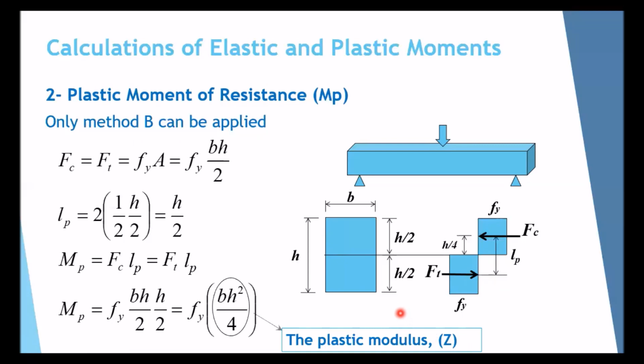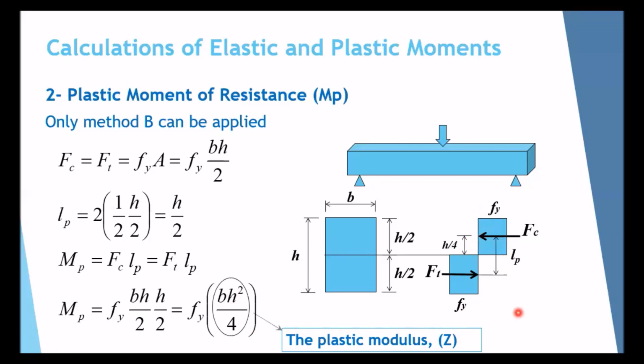So it should go to elastic first, or yield first, and then this yield will continue until the whole cross section is fully plastic. And in this case, we can reach the plastic modulus, or the Z. So if you are calculating S and Z in a problem, and you got Z less than S for the cross section, you know that there is a mistake, because you should know that the plastic modulus Z should be greater than the elastic modulus of the section, which is called S.